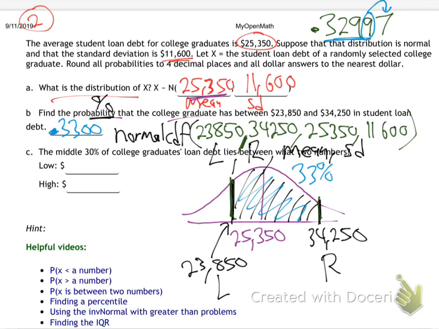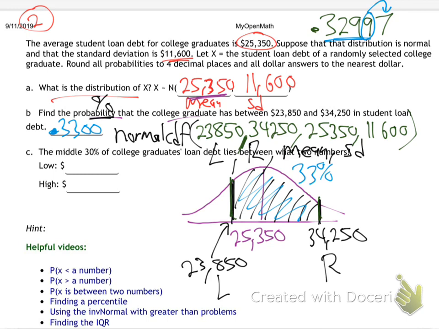See how just by knowing the middle and the standard deviation and that it fits a bell curve, and having the calculator, we can crank out exact answers. We know the debt of 33% of all the students is somewhere between 23,850 and 34,250.